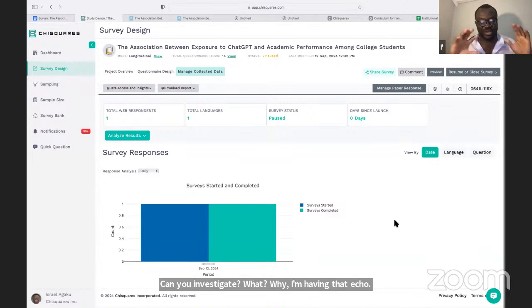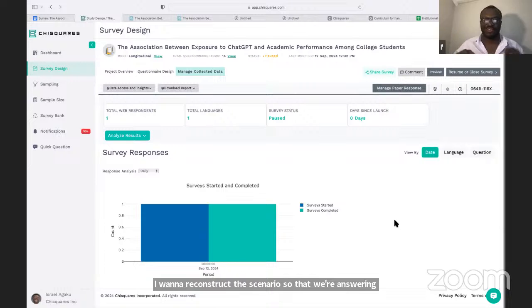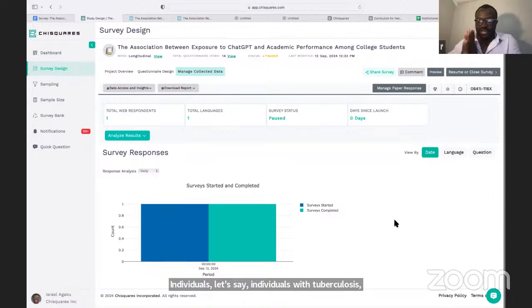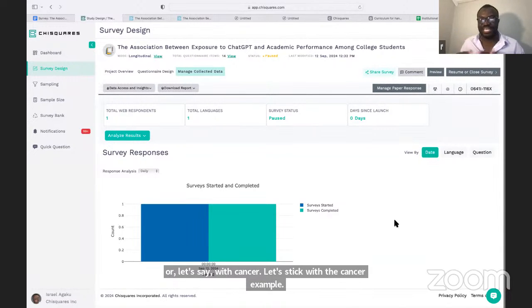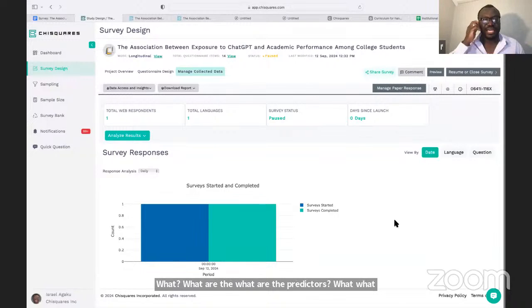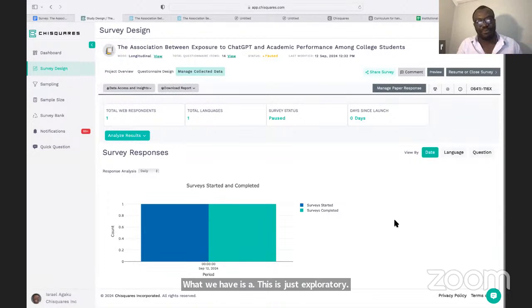All right, great. So we have individuals in a hospital. I want to reconstruct the scenario so that we're answering the right question. Individuals, let's say individuals with tuberculosis, or let's say with cancer. Let's stick with the cancer example, right? And so here we're just interested in what factors were associated with these individuals having this outcome, which is cancer, right? What are the predictors? What factors were associated? In that case, this is just exploratory, right? Because we don't have a clear hypothesis in mind.